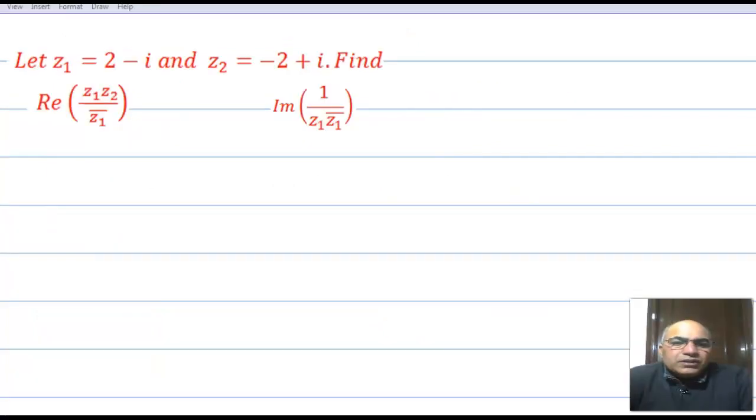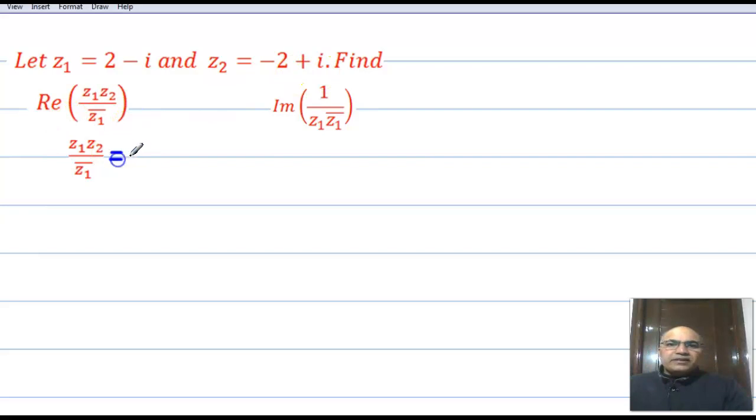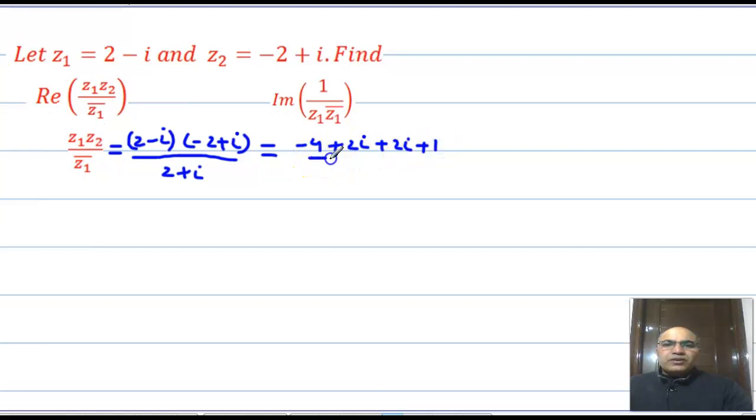In this question, first of all we simplify z1 z2 upon z1 conjugate, which is equal to (2 minus iota) into (minus 2 plus iota) upon (2 plus iota), which is equal to minus 4 plus 2 iota plus 2 iota plus 1 upon 2 plus iota, equals minus 3 plus 4 iota upon 2 plus iota. Now multiply and divide by 2 minus iota to realize it.